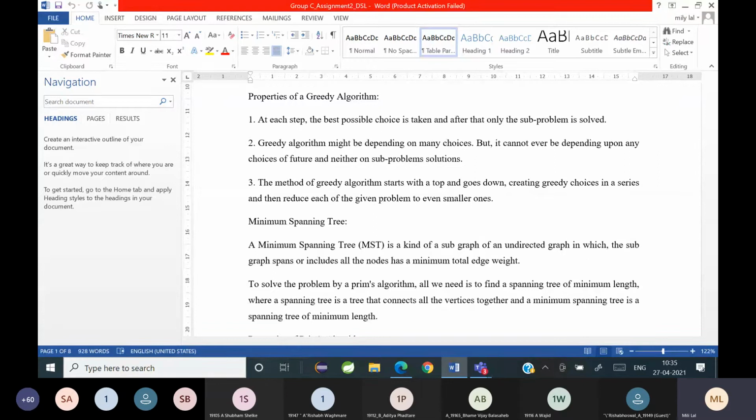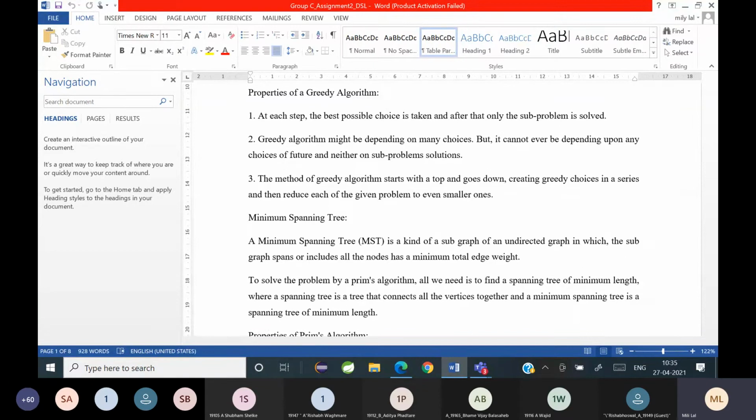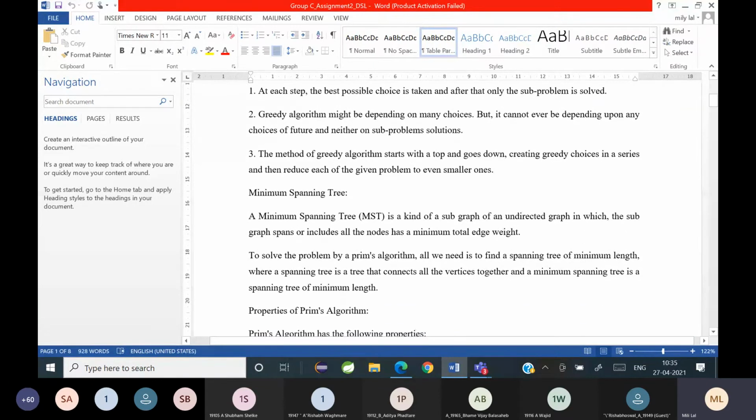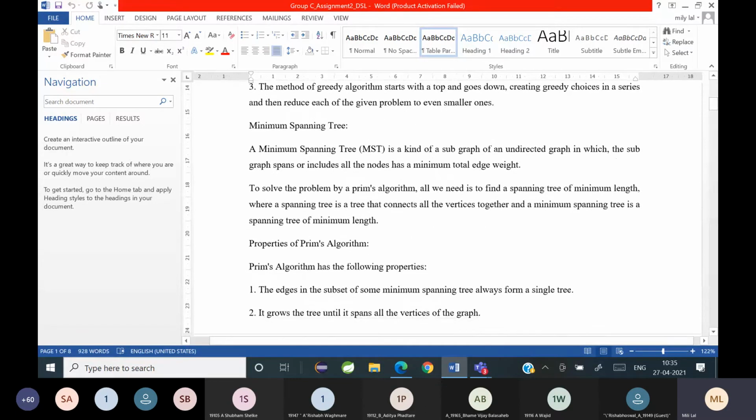We are actually thinking about the local optimum, then we are not thinking about the next step, what is going to happen in the next step. So only the local, whatever is the local condition or whatever is the local solutions available, you are going to select the best among them. Okay, the method of greedy algorithm starts with the top and goes down, creating greedy choices in series and reduce each of the given problem to smaller ones. So that is the technique.